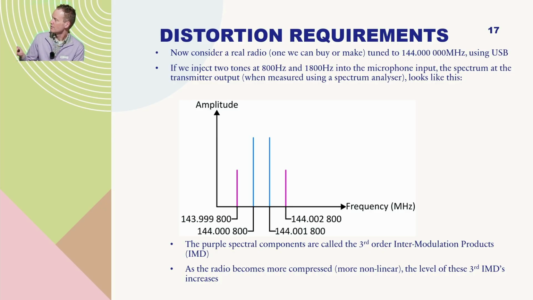Okay, and the other thing that's important, thinking about this spectrum, is the more non-linear your amplifier, the more compressed your amplifier is, the larger these will creep up and get higher and cause more interference. So you know, we desire to keep these as low as we can.